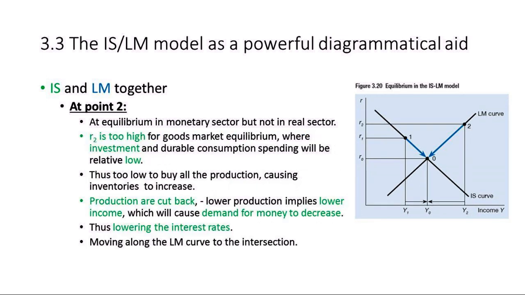Now, it's possible to also argue this story from point 2, and you can start there with point 2 on the LM curve and say, yes, we know that this is an equilibrium in the monetary sector, but not in the real sector. The interest rate R2 is too high for a goods market equilibrium, so investment and consumption will be relatively low. If that happens, it means that inventories will start to pile up, production will be cut back, and at the same time, income gets lowered. When that happens, the demand for money also decreases. That means that interest rates come down, and there's a movement along the LM curve back to equilibrium.